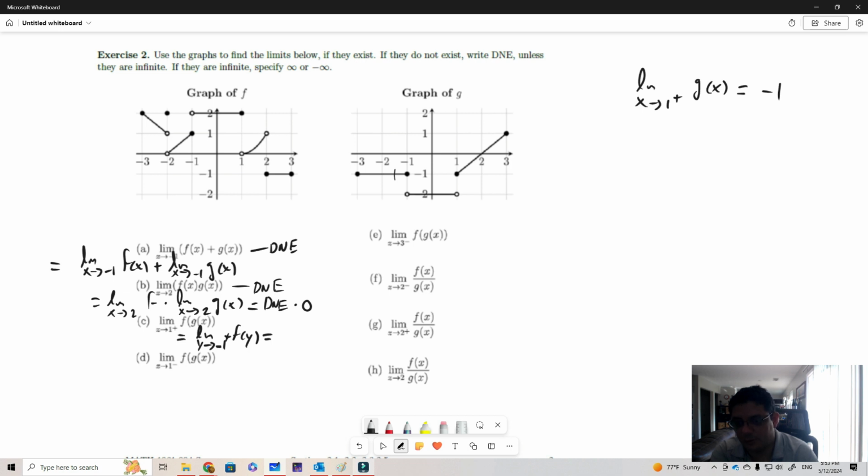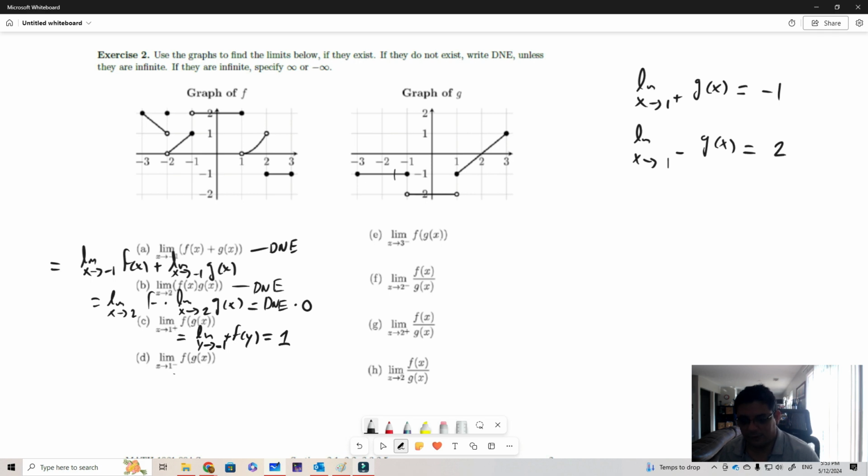And so when I'm approaching by the right side here to -1, this is going to be 1. So this will be producing this 1 over here. Now if I'm going by the left side, the limit when x goes to 1 by the left of g, then this will be 2 over here.